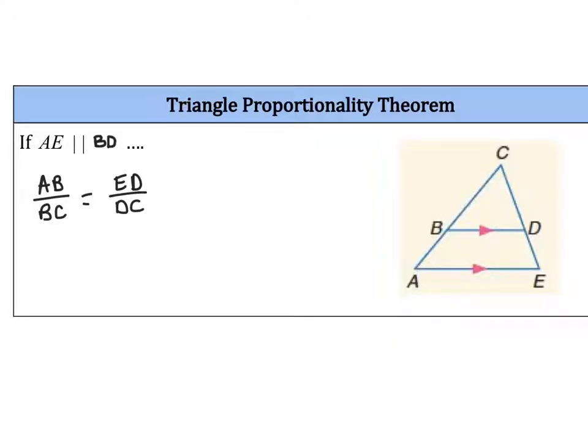Now, of course, you could also take both of those and flip. We could also say BC over BA equals DC over DE. As long as you're doing top over bottom, and being consistent, you can always set up that proportion.